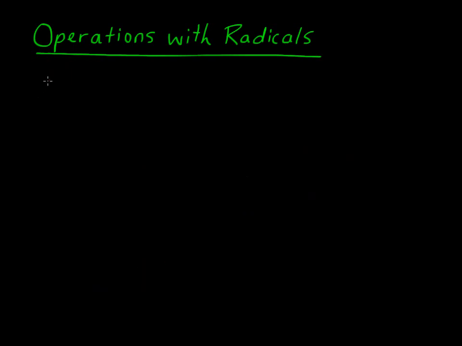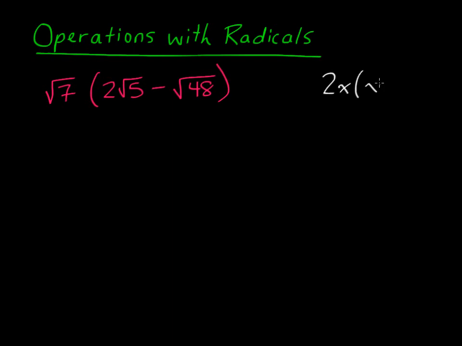Okay, here's a final example of working with operations with radicals. So we're going to have root 7 multiplied by 2 root 5 minus square root of 48. Now, we've used the distributive property before. So when we have things like 2x times x minus 5, we know that to expand and simplify, we're going to take 2x multiplied by x and 2x and multiply by negative 5.